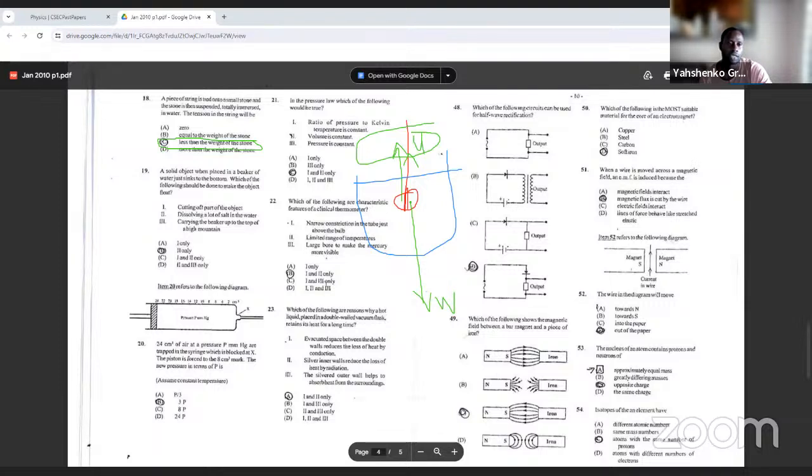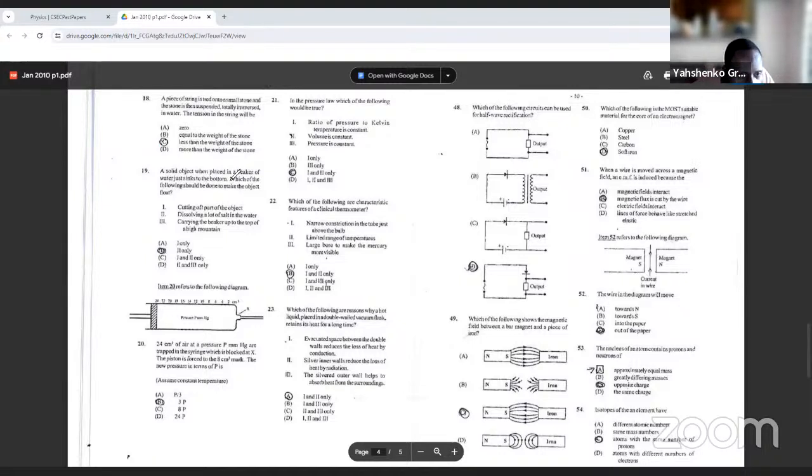Let me clear this. Let's go to question number 19. A solid object, when placed in a beaker of water, just sinks to the bottom. Which of the following should be done to make the object float? So an object, when placed in a beaker of water, sinks to the bottom. Which of the following should be done to make the object float? All right. Cutting off part of the object. Will that make it float?